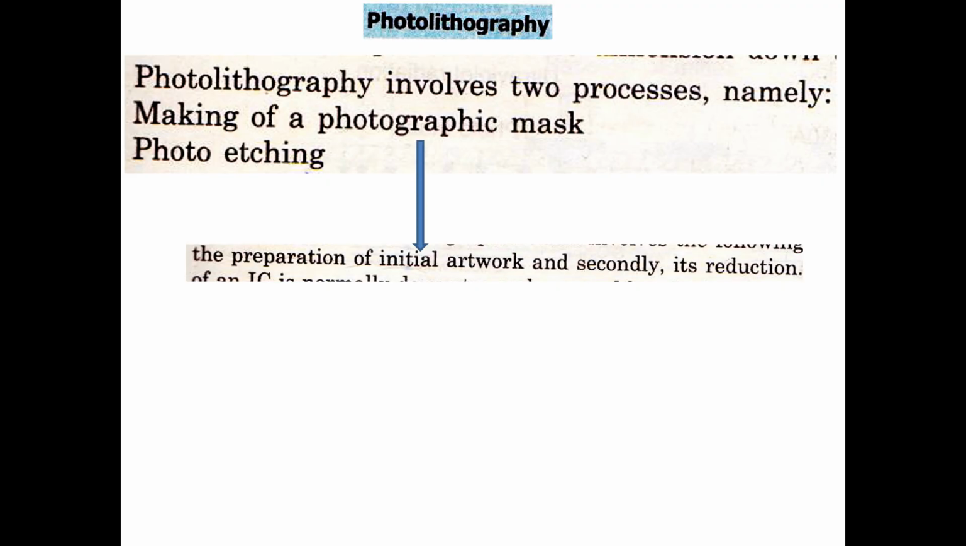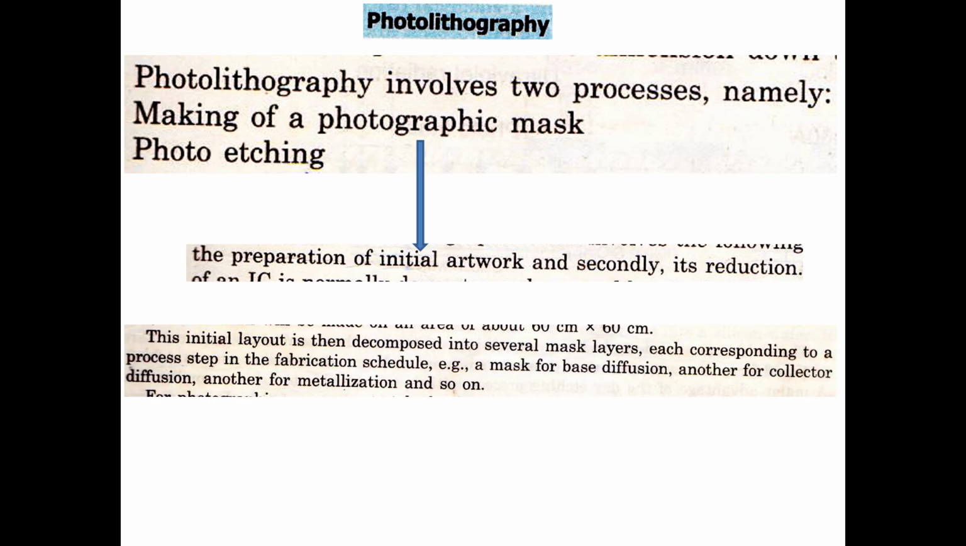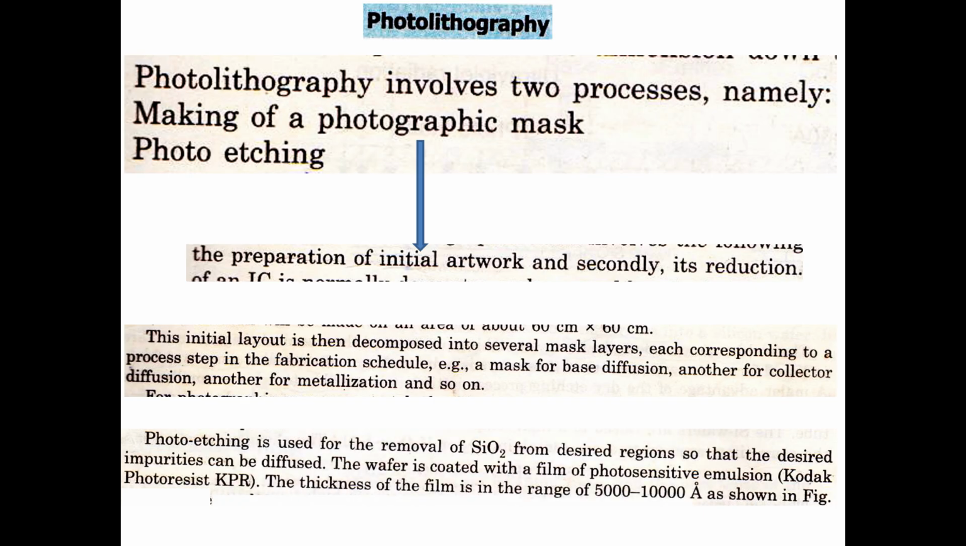Photolithography. Photolithography involves two processes, namely making of the photographic mask and photo etching. Making the photographic mask is the preparation of the initial artwork and secondly its reduction. This initial layout is then decomposed into several mask layers, each corresponding to a process step in the fabrication schedule. For example, a mask for base diffusion, another for collector diffusion, another for metallization and so on.